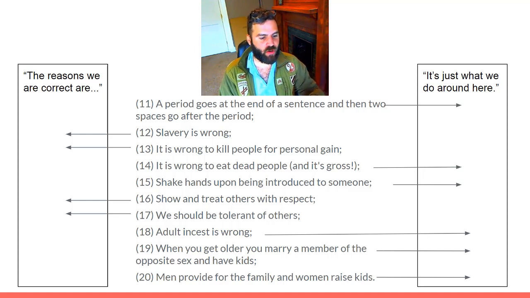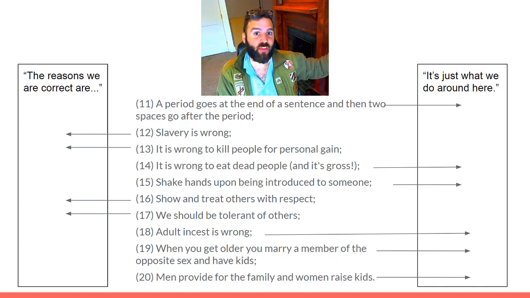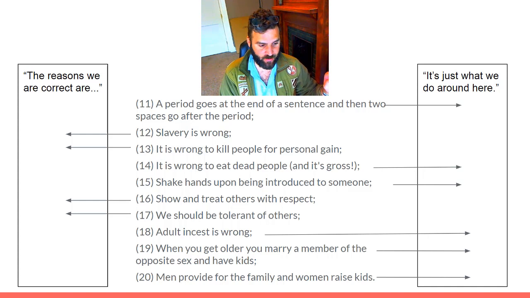Slavery is wrong. It's wrong to kill people for personal gain. That's the sort of thing you are right to demand an absolute non-cultural justification for, an argument for, just like we demand an argument for beliefs about the speed of light.